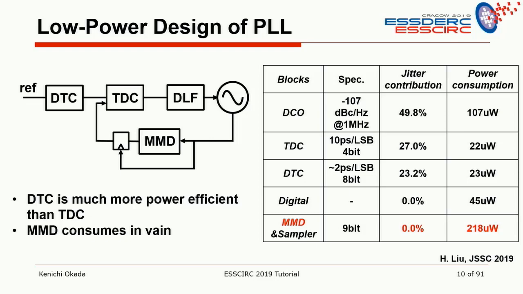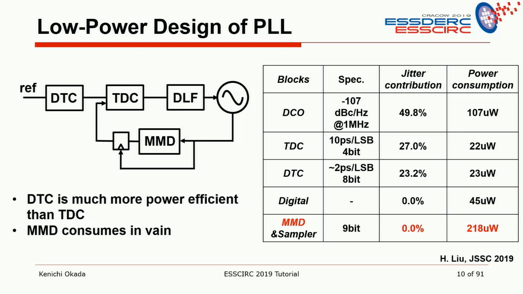On the other hand, the DTC has to cover the whole range of the DCO cycle, but still its power consumption is much lower. For example, this is an example of the DCO, TDC, and DTC power consumption. According to our recent result, DCO power consumption can be less than 100 microwatt, and also the TDC and DTC. In this case, the DTC covers the full range of the DCO cycle, and we use 10 bits. On the other hand, the TDC is just 4 bits, but power consumption is almost the same, even with almost the same resolution.